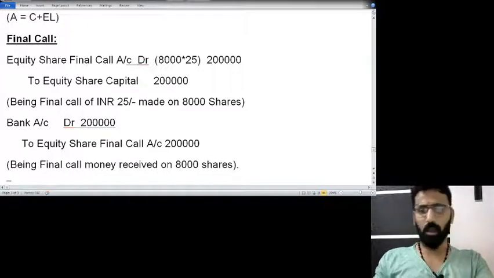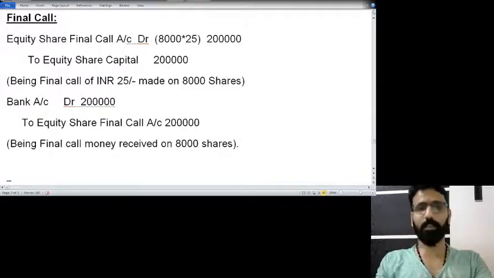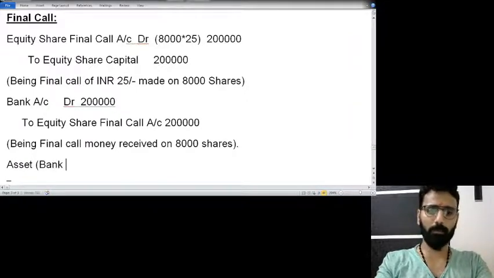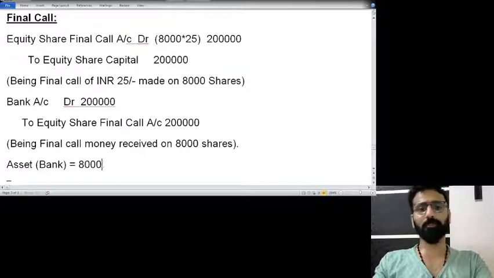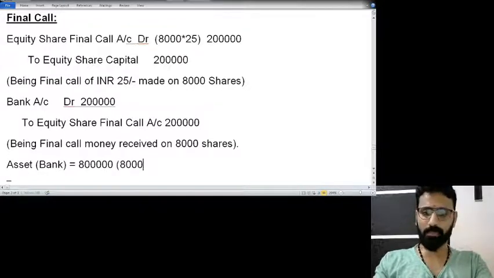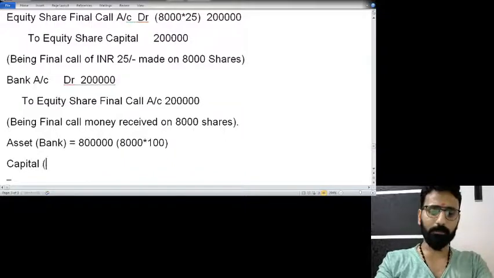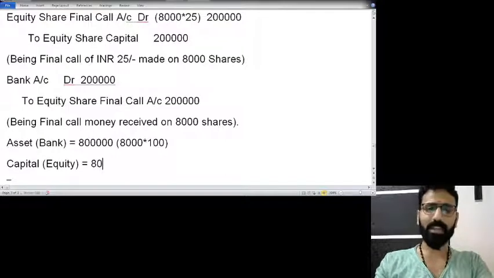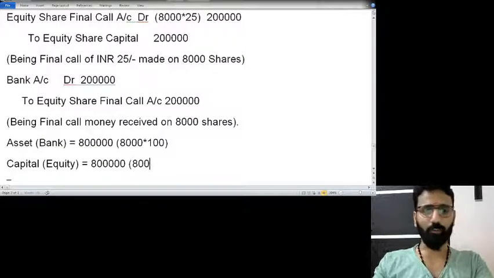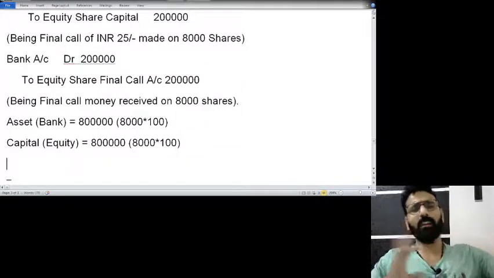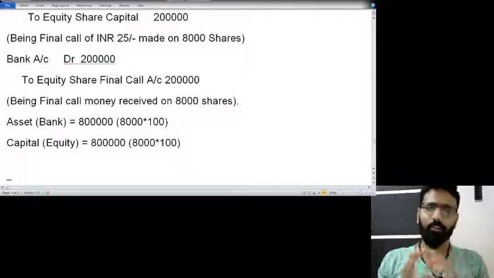With this our 3 stages are completed, and in the accounting equation, if you see, asset, your bank is now 8 lakhs total. All the 800 rupees has been called for and received, and your capital equity is 8 lakhs. It is again 8,000 shares into 100. Right. This is the basic understanding, a very basic understanding of entries.